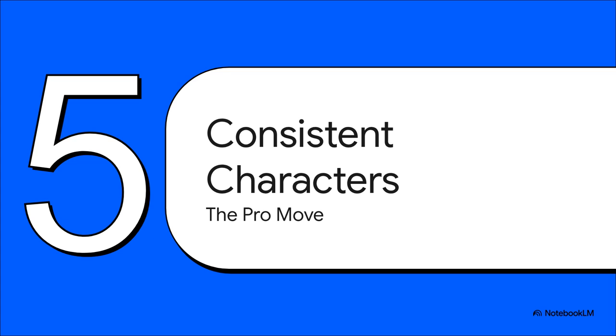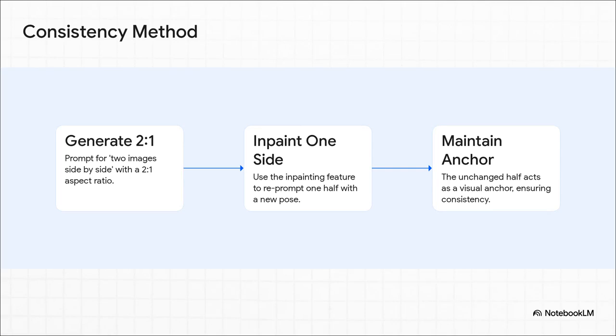Okay, last but definitely not least, let's tackle one of the biggest headaches in AI art. How do you get the same character to show up in different images? Okay, so here's the pro move for keeping your characters consistent. It's a bit of a clever workflow. First, you tell Midjourney to generate 2 images side by side. Then you use its editing tools to change the prompt for just one of those images. See what's happening? The half of the image that you didn't touch acts like a visual anchor, a reference point. It basically forces the AI to keep the character's features the same in the new half. It's a really smart way to move a character through different poses or scenes.